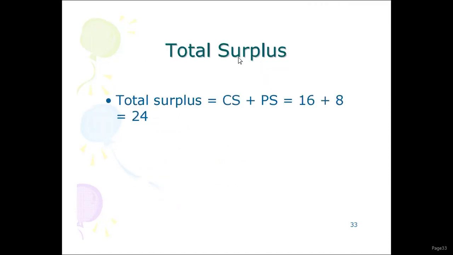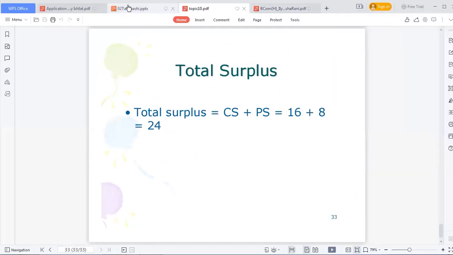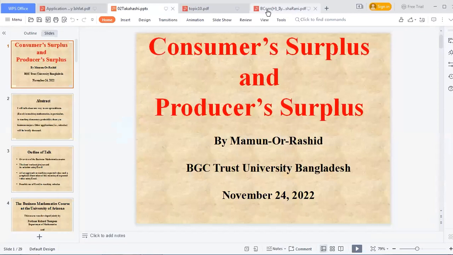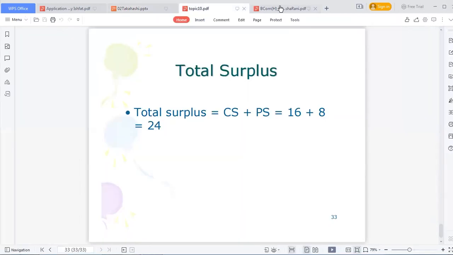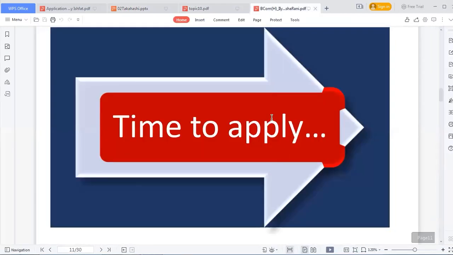So total surplus will be what? Total surplus equals consumer surplus plus producer surplus. A very easy example for you. I hope everybody will understand this one, and we can solve many other problems also. So now, another problem for you.